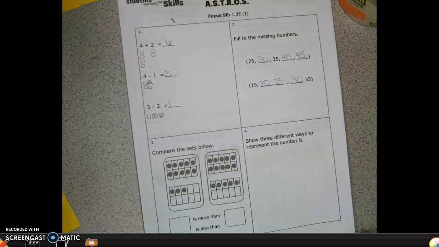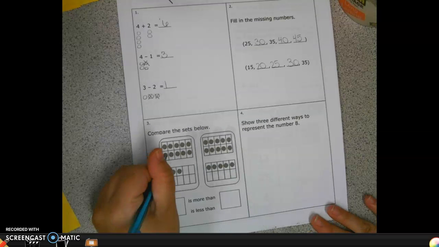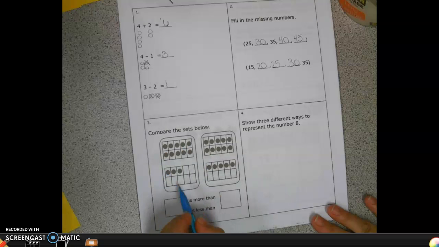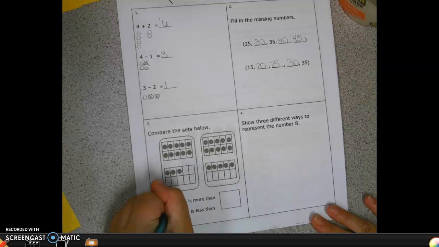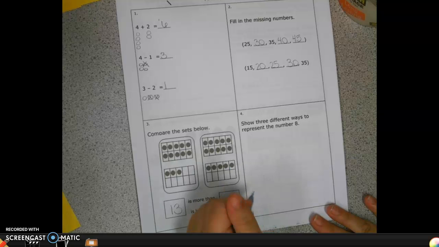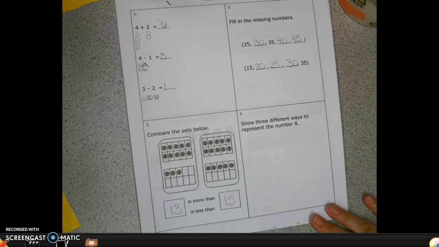Now we're going to compare the sets below. I know this is 10 because my 10 frame is full and 3 more. So I know that number is 13. Over here, I see I have 10 and 5 more. So I know that number is 15, or 1 group of 10 and 5 leftovers.